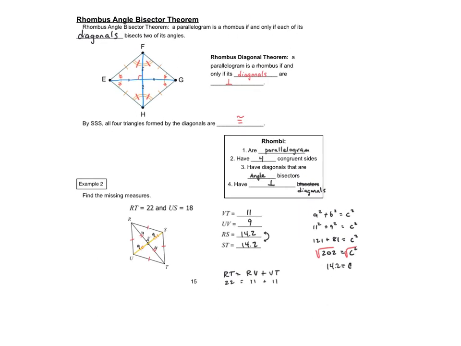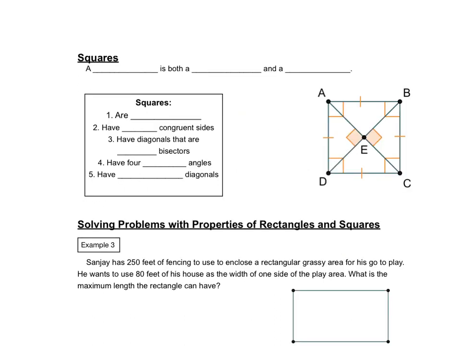So we're able to use those properties and characteristics of a rhombus to find some missing side lengths of a parallelogram. So as we continue talking about these special parallelograms, we're going to talk about a square. And a square is both a rectangle and a rhombus.